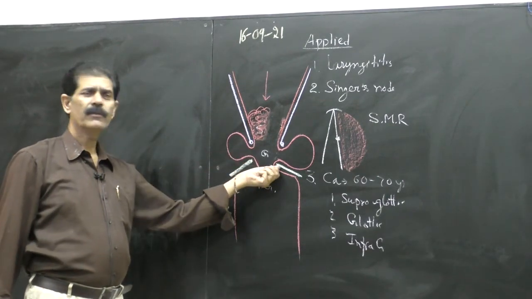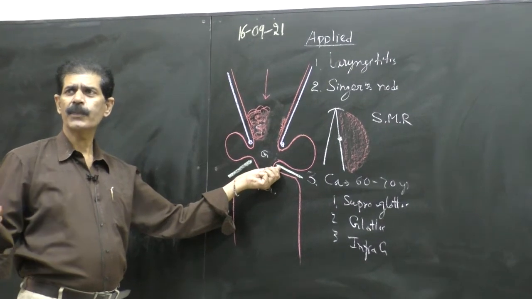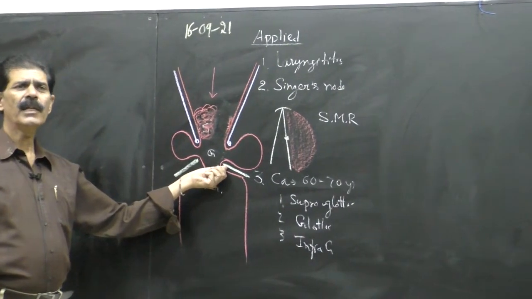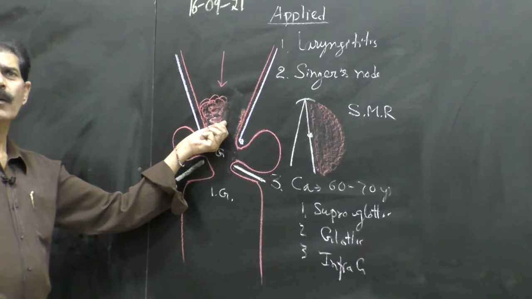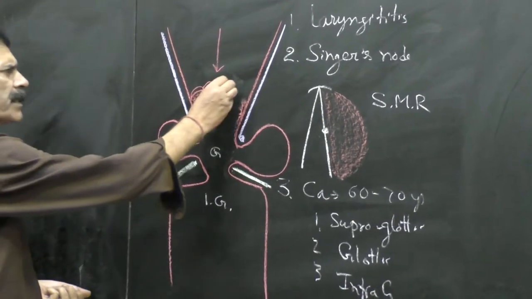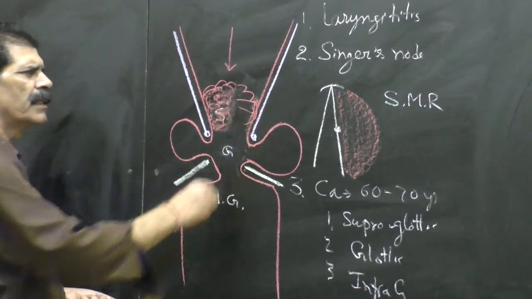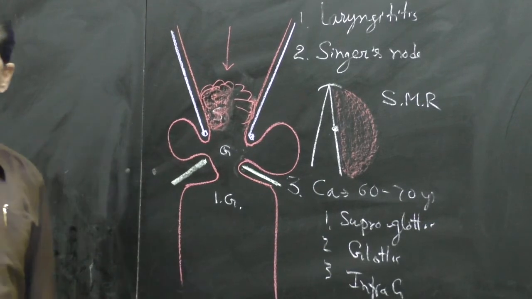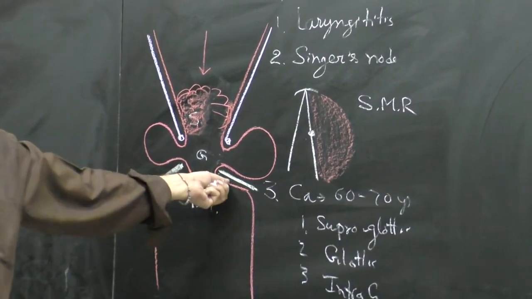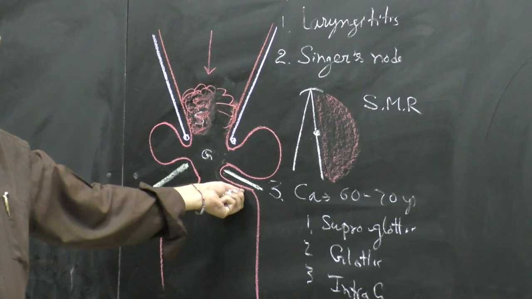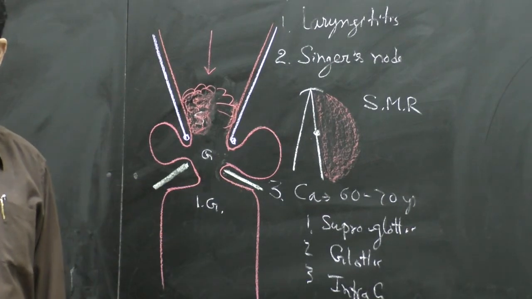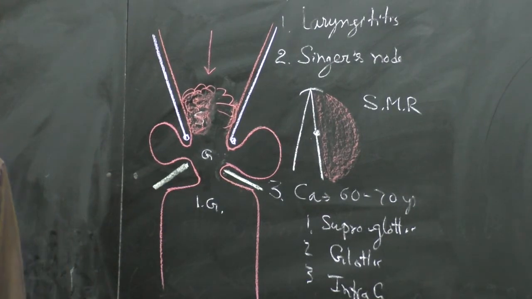Vocal cords are also not affected, so the patient can also speak. So there is no voice disturbance and no respiratory problem. Only in the late stages, when it reaches the opposite side, the patient comes with the complaint of dyspnea. But still the patient can speak because the vocal cord is not involved. So that is the supraglottic part.